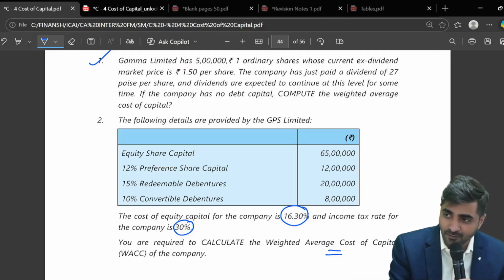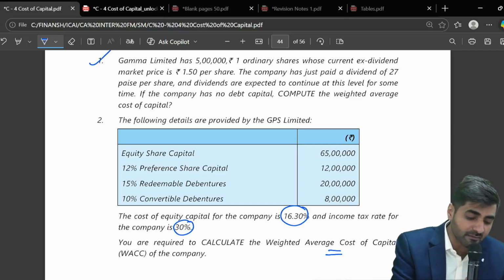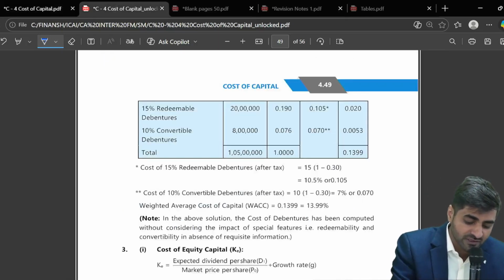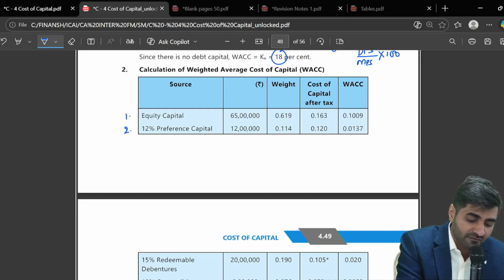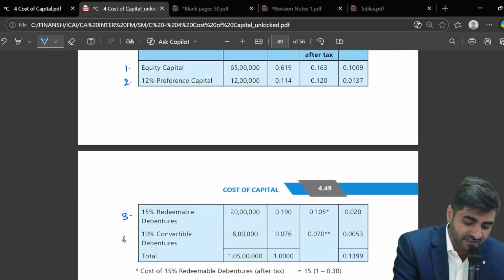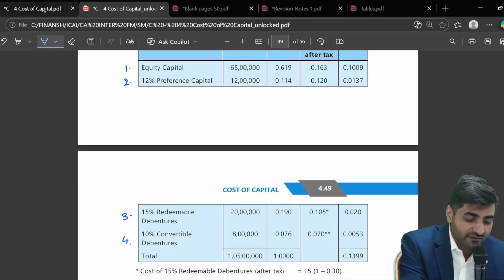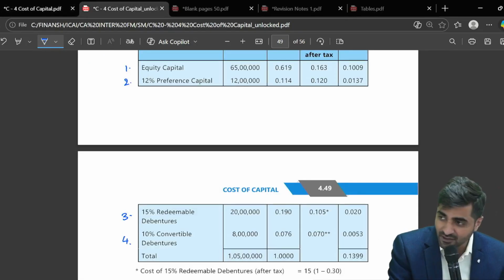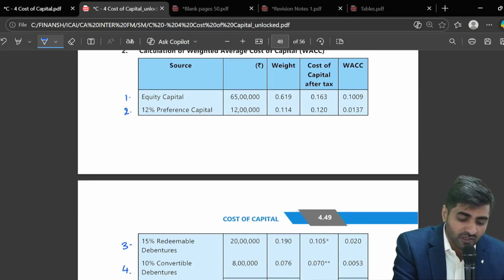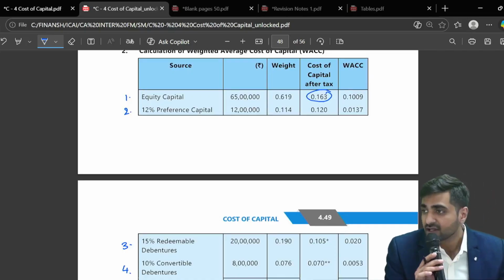Same process, we have to prepare one table. Okay, and in that table, we'll be having what? We'll be having sources of funds, then your amount, weights, after tax cost of capital and WACC. So how many sources do we have? We have equity, preference shares, debentures, convertible debentures. Do we have the amount available for everything? Come on, yes or no? Yes, sir. So this is the total amount which is available. And we'll be calculating the WACC. And then what is the cost of capital? So for equity share capital, they have given you 16.3%. So that is readily available. So we are going to just write down 0.163.